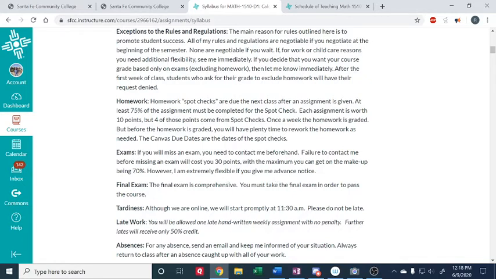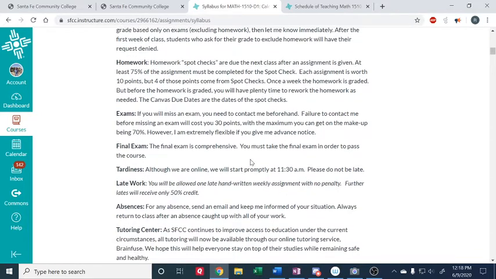The exams, if you miss an exam, you need to contact me beforehand. If you just totally miss an exam and then say later, I was out of town or something, it's going to cost you 30 points. But I'm extremely flexible if you let me know beforehand, and if something's come up, or you had a sick child that day and you couldn't do it, I'll take care of you. But if you just are not putting it as a priority, it's going to cost you 30 points. Final, you must take it in order to pass the class.